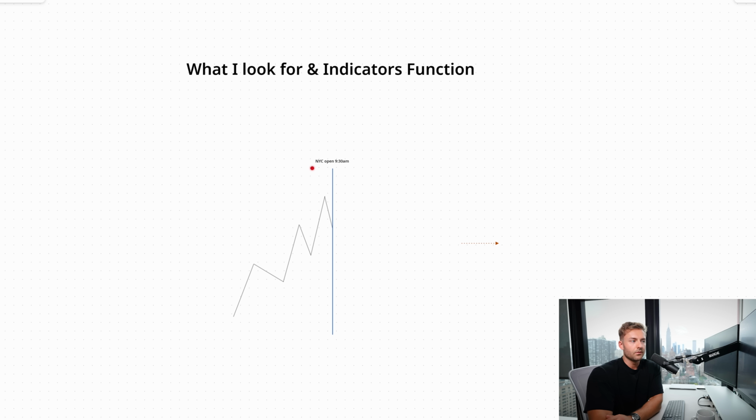Okay, so the first thing that I'm waiting for is for the New York Open to happen. This is going to happen at 9:30. This is where volatility starts to flood into the market. Okay, what I want to do is identify where a trend is developing.